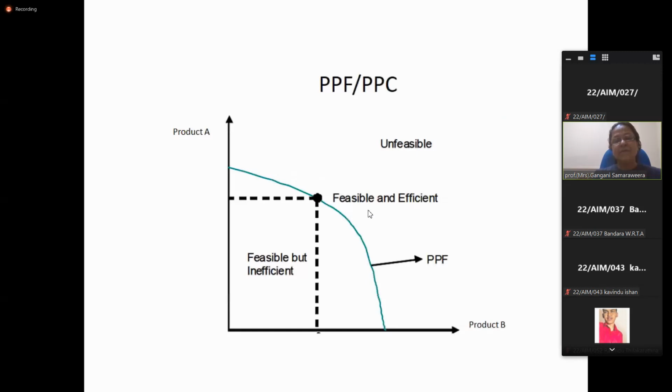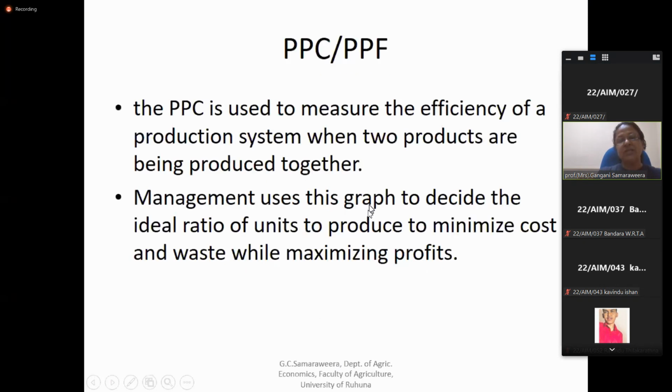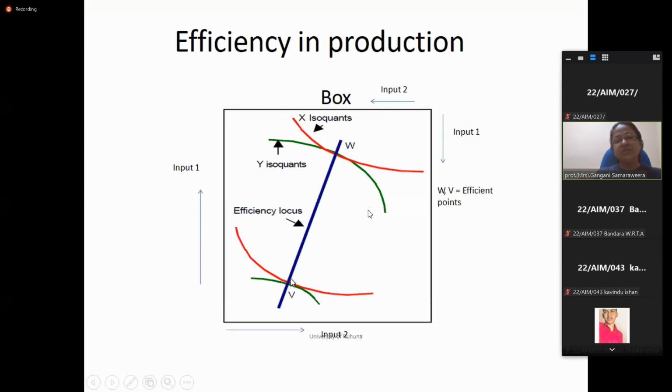Okay, see here, because the same inputs they use to produce two products. These are the efficient points. The same combination of inputs we can use to produce the same level of output. So what you can see here, they are feasible. Why? And efficient even, because we took the efficient combinations here. Understood?